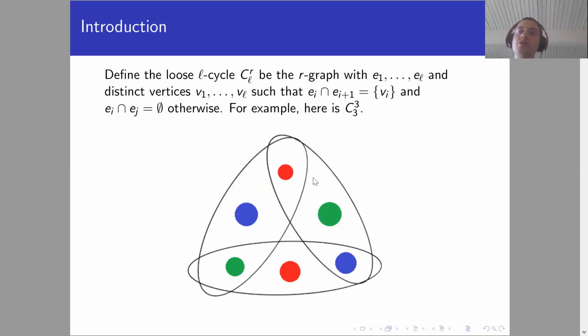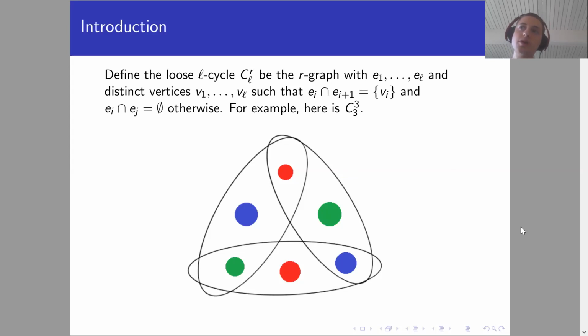So here's the 3-uniform loose triangle, which you can think of as being formed by taking a graph triangle and then inserting a new vertex inside each of its edges. And more generally, you can define the loose cycle by inserting r-2 distinct vertices inside each of the edges of a graph cycle C_l. An important thing I want to highlight here is that when r is at least 3, the loose triangle is r-partite. So in particular, this coloring shows that the 3-uniform triangle is 3-partite. And this is very different from the graph case, because the graph triangle is not bipartite.